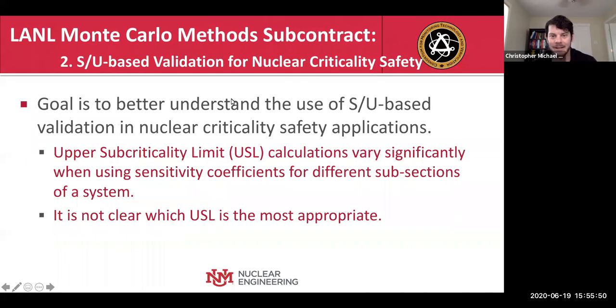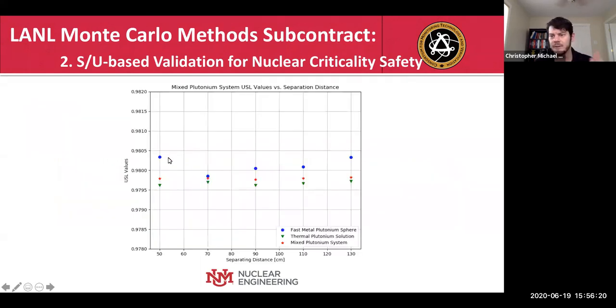I have another student on that Los Alamos subcontract who is looking at sensitivity-based validation methods for criticality safety. So in criticality safety, we care a lot about things called USLs, which are the upper subcriticality limits. So how close to critical can you get and still stay safely subcritical? This student is using sensitivity coefficients to try and predict these USL values. And she saw some really interesting behavior when she looked at these values. She is using the WHISPER code within MCNP to do this.